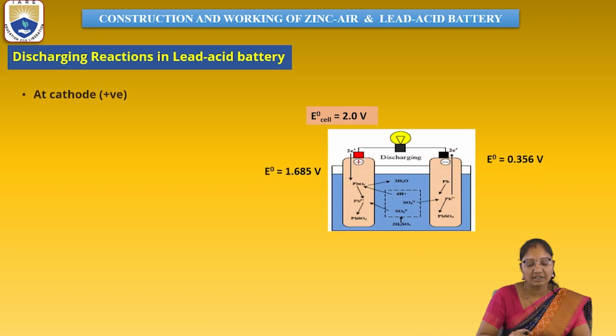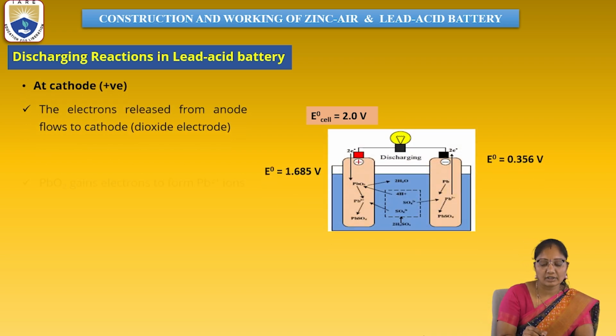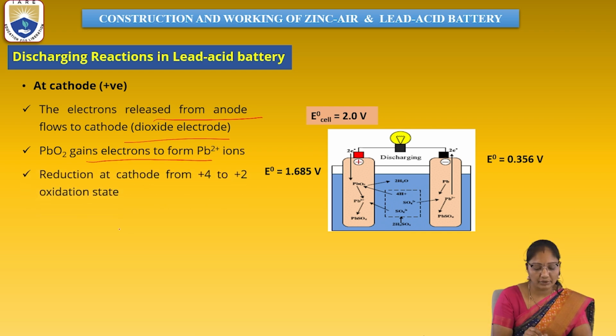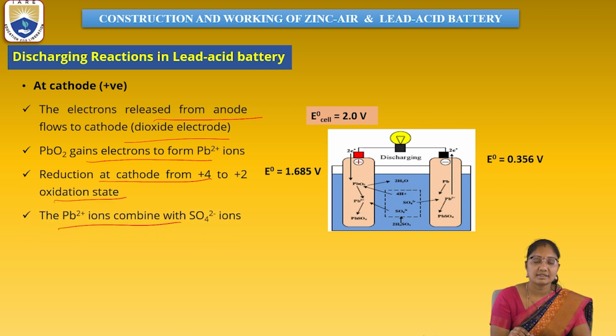Coming to the discharging reaction at the cathode: at the anode, lead is converted into Pb2+ and 2 electrons. It got oxidized, thus the release of electrons. Oxidation is the loss of electrons; reduction is the gain of electrons. The electrons released from the anode flow towards the cathode. Here the PbO2, the lead oxide present in the cathode, gains electrons to form Pb2+ ions again. So it is reduction at the cathode, from +4 to +2 oxidation state. The Pb2+ ions combine with the sulfate ions.